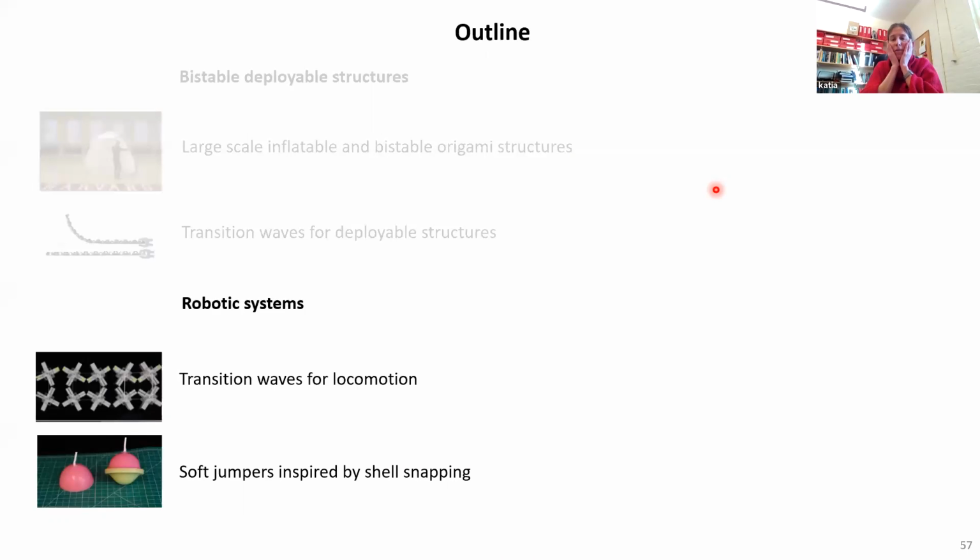So this brings me to the end of this first part of the talk, where we have been looking at how the bistable concept can be used to design deployable structures. In parallel, what we have been looking at is also using bistability to design simple machines, or anyway, structures that are able to move.